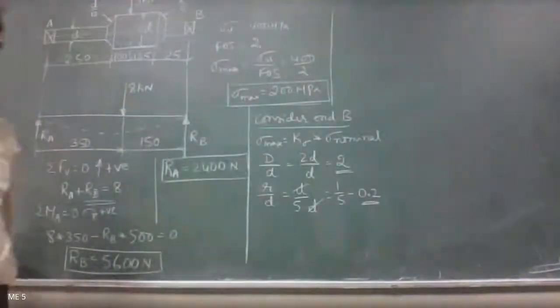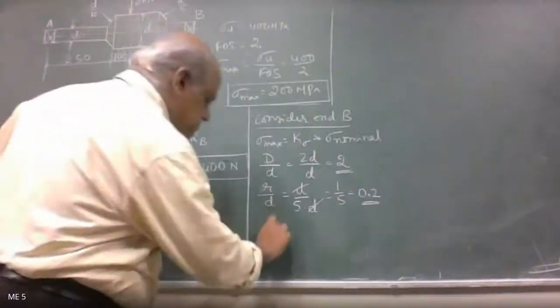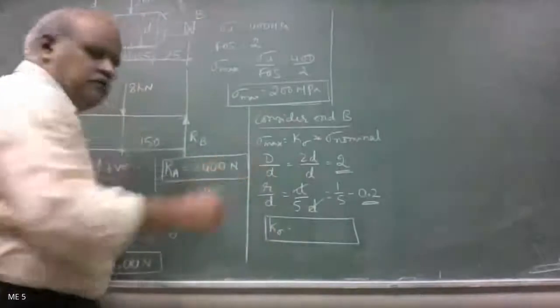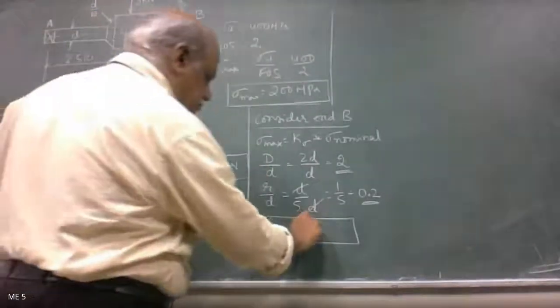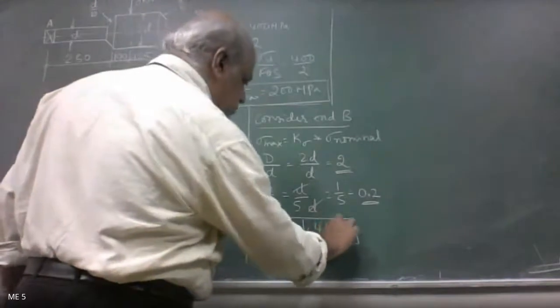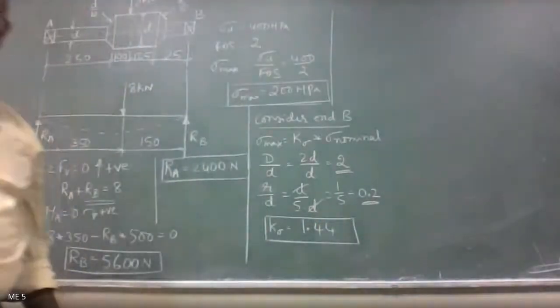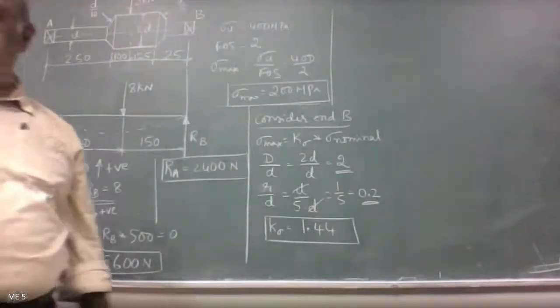Now give me the value of K sigma for this. 1.45. 1.45 is what we have got. Yeah, I have taken 1.44. Anyway, it doesn't matter. 1.44 or 1.45. What is the figure number?